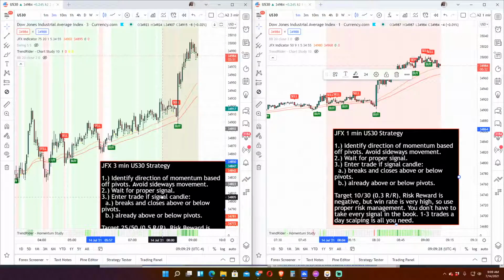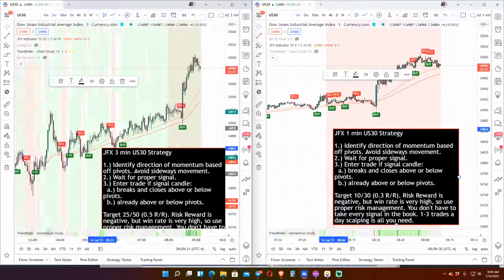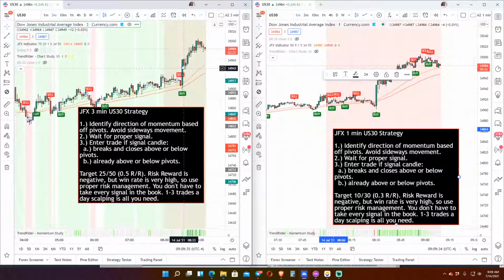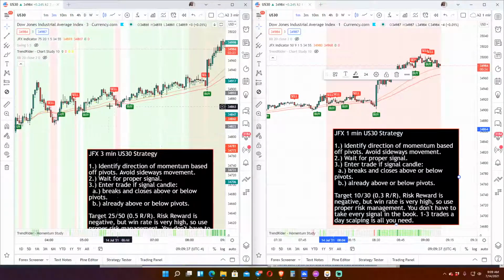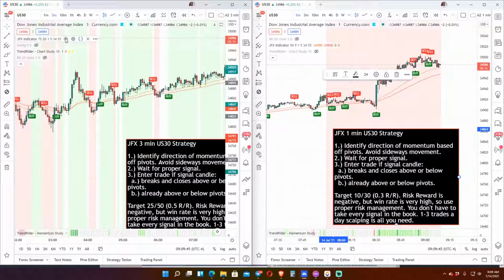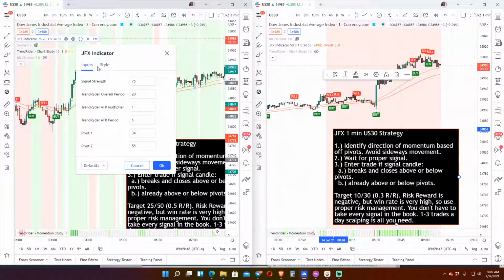Alright, so basically what I've done is I've written my own indicator. It's called the JettaFX indicator. Basically you have these two pivot lines here, and then you have a sell and a buy signal. If I go to the settings right here, you can adjust it accordingly. With my indicator, you can adjust the signal strength, and you can adjust the trend writer overall period ATR.